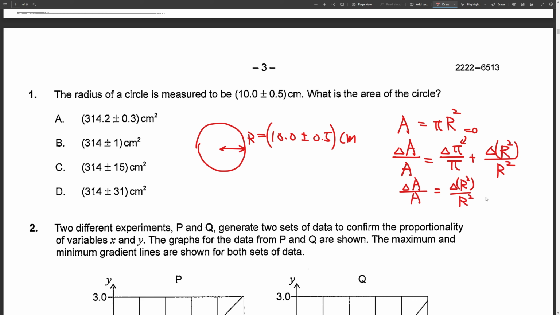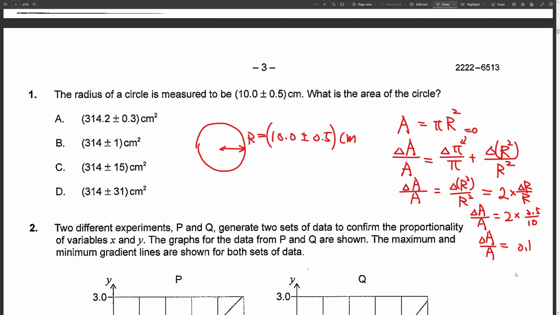And next, we don't know the absolute uncertainty of r squared. However, we do know the absolute uncertainty of r. Then we can make use of the formula sheet and turn the square into a multiplication. Now it's a multiplication. And therefore, the required uncertainty should be 2 times 0.5 over 10. The fractional uncertainty of area should therefore be 0.1.